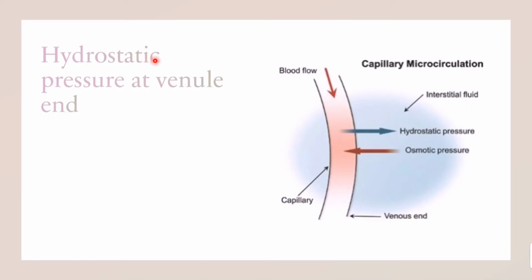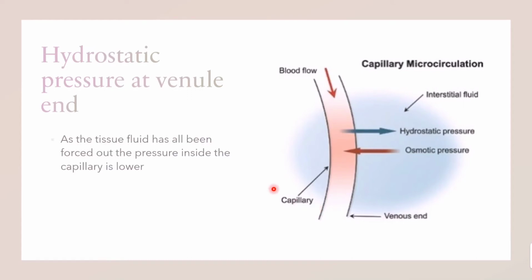So hydrostatic pressure at the venule end, so this is where it leads on to veins to be taken back to the heart. So as the tissue fluid has all been forced out of the blood capillary, the pressure inside the capillary is now lower. So as all of our tissue fluid has been forced out into the tissues, eventually the pressure inside our capillaries will drop below the pressure of our tissues.